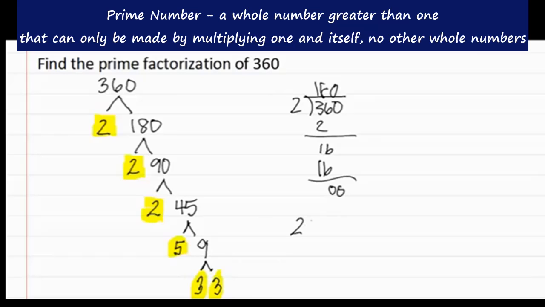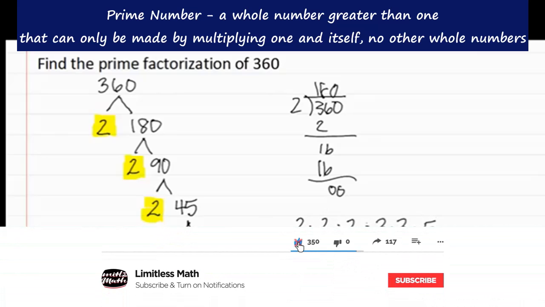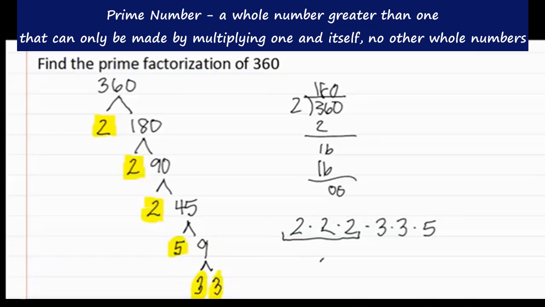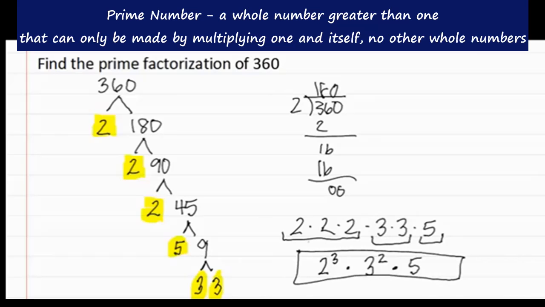We can now write them all out in a list, usually going from the smallest to the largest. There are 3 2s, 2 3s, and 1 5. There are more than one digit that are the same, such as 3 2s. We use exponents to show this, and we write it as 2 to the third times, there are 2 3s, so 3 to the second, times there's only 1 5. This is the prime factorization of 360. If we were to multiply these all back together, we will get 360.